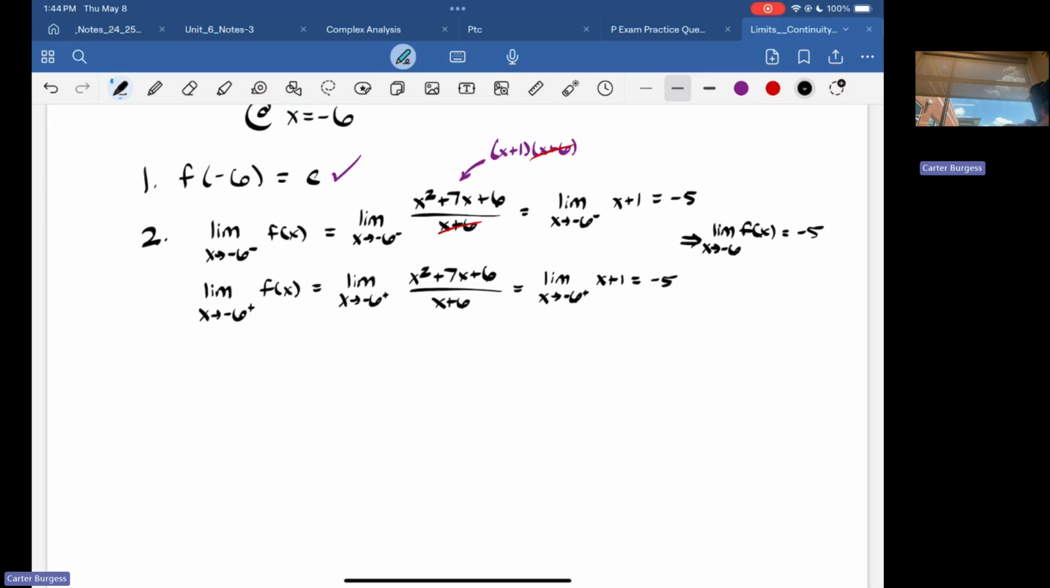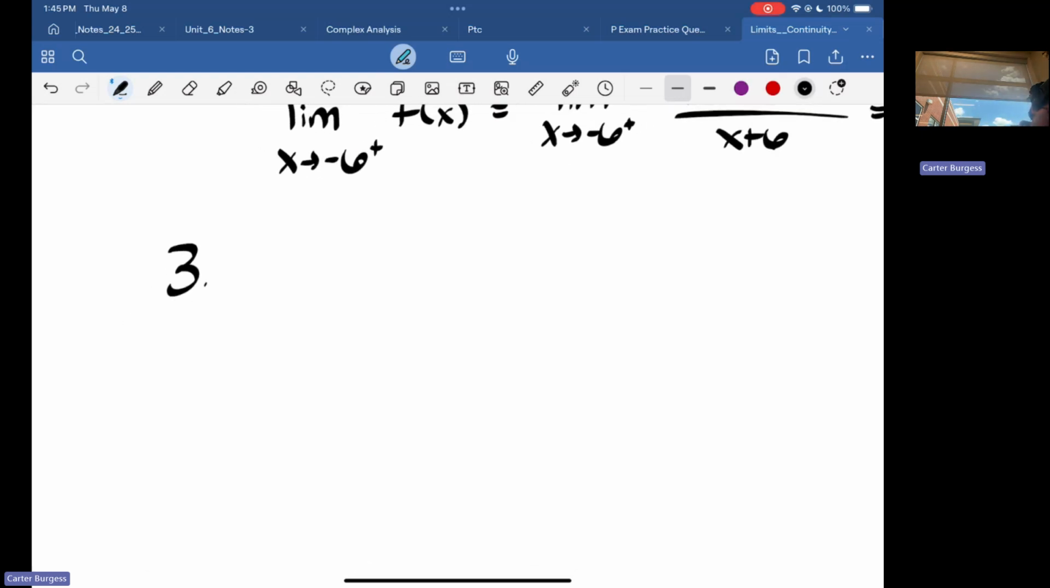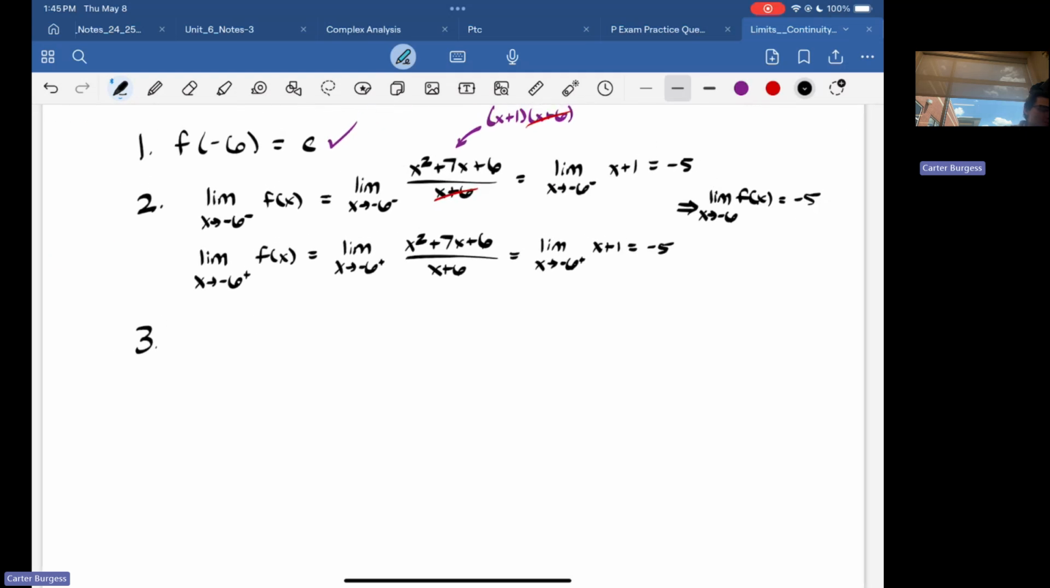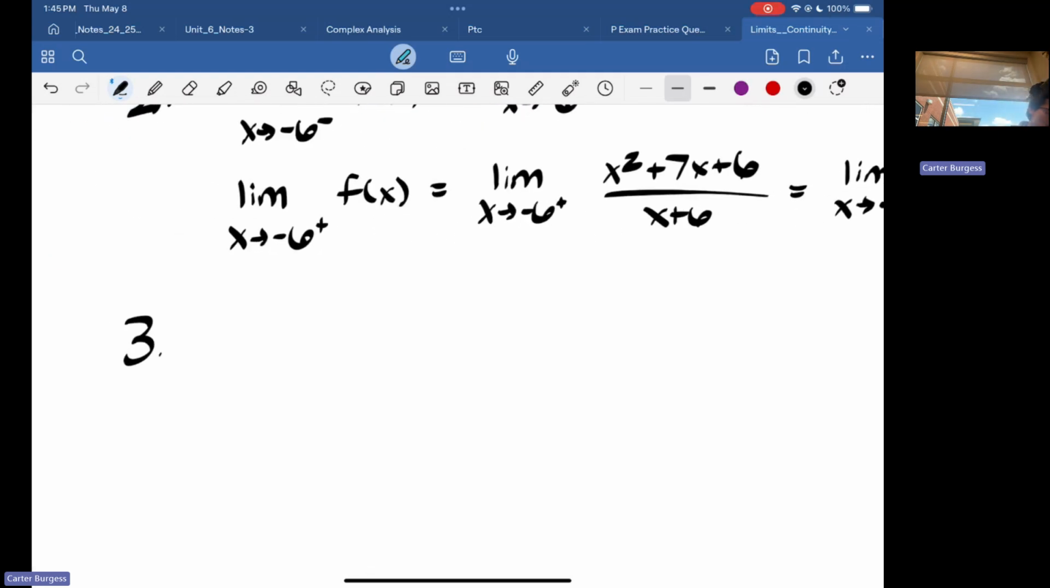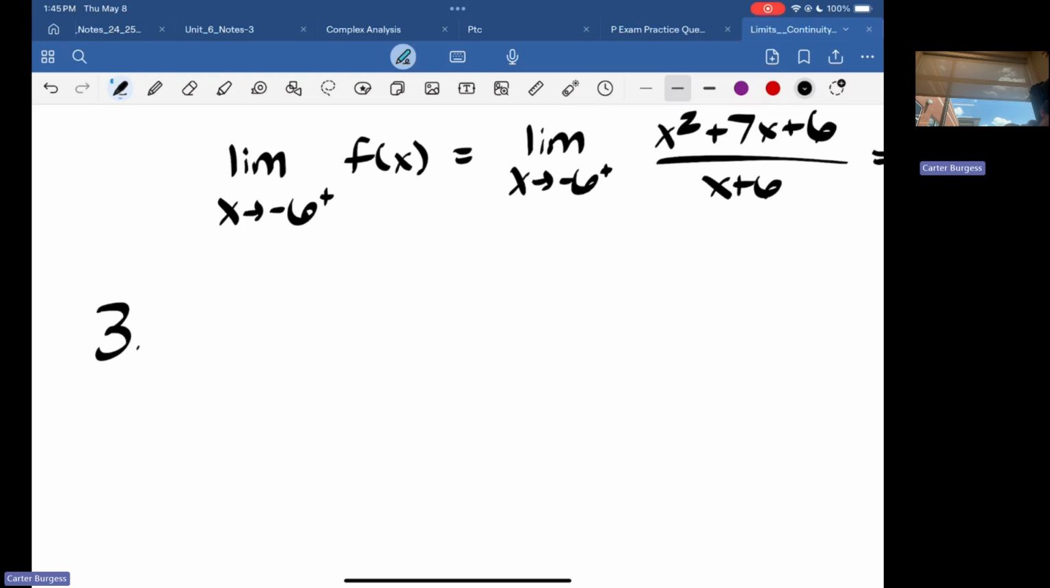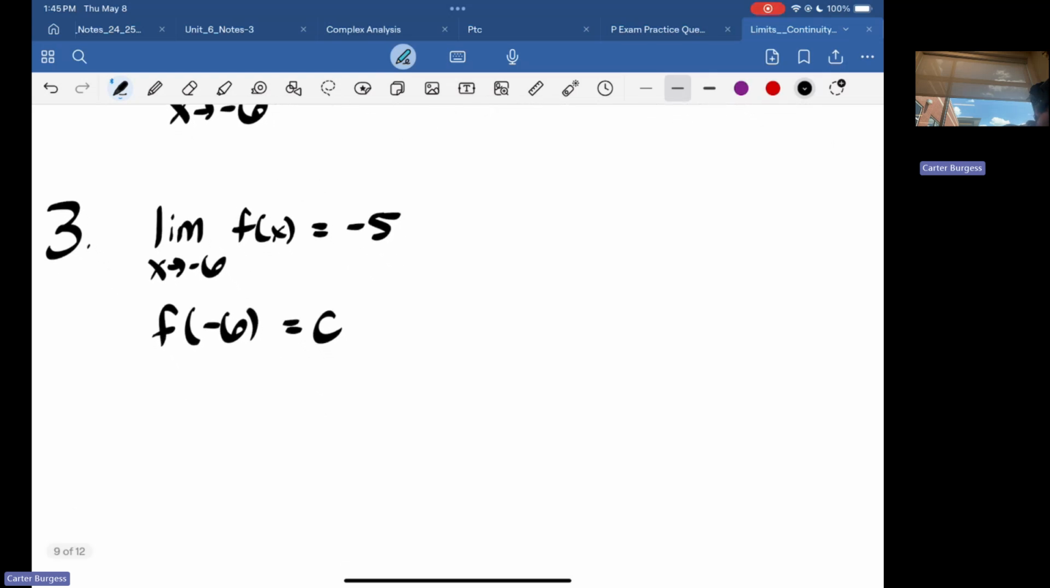Okay. And then finally, our third thing, what do we need to be true in order for this to be continuous? Yeah, everything has to be the same value. So we need the limit. We kind of want to show, find the value of c such that... So we have that the limit as x approaches -6 of f of x is equal to -5. We have that f of -6 is equal to c. Therefore, what must be true? C must be equal to -5.